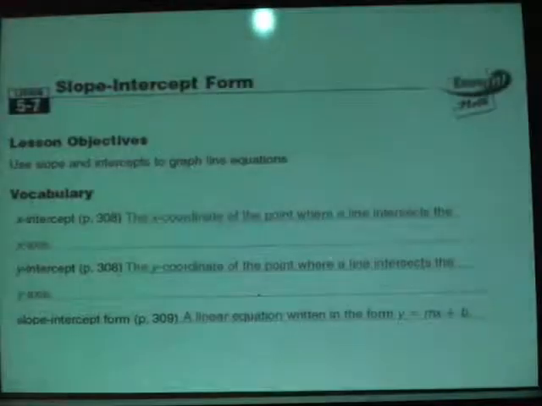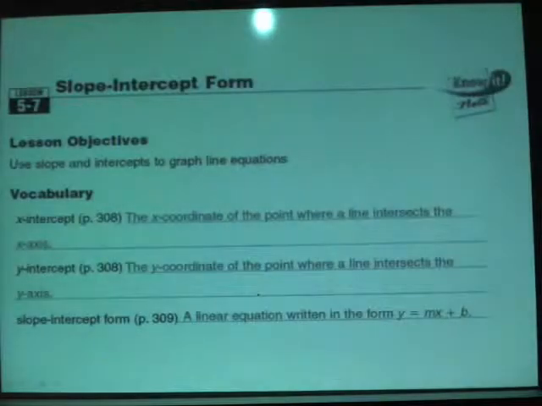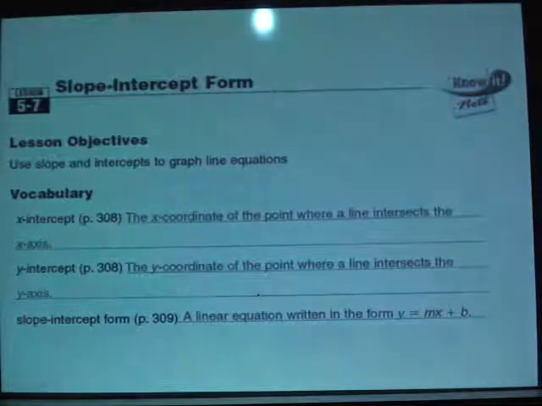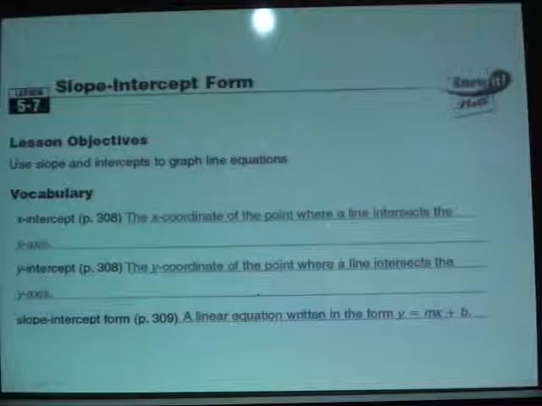Chapter 5, Section 7 in the 7th grade textbook is entitled Slope-Intercept Form. So here we go. As I promised in the last presentation, now that we know what slope is about, we're going to be able to graph a line once we have it in this form called slope-intercept form. The whole perk to slope-intercept form is no calculations.